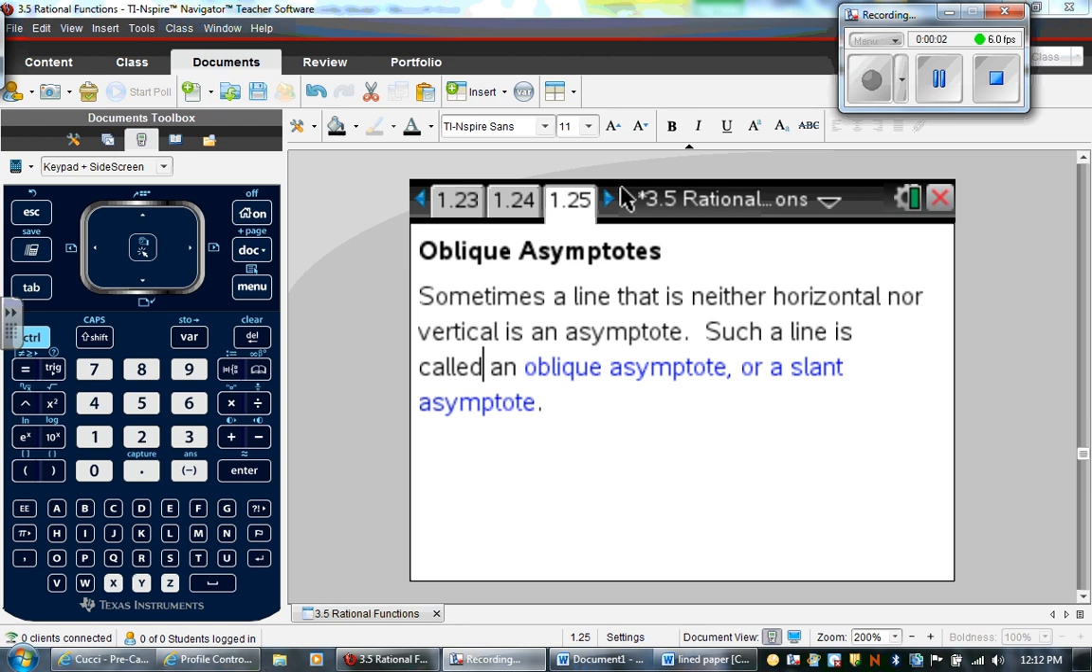Okay, so this is for Mrs. Cucci's College Now Pre-Calculus class. We left off on lesson 3.5. We had just finished horizontal asymptotes. So now we're going to pick up on oblique asymptotes, otherwise known as slant asymptotes. So please open up to page 1.25 and we can get started.